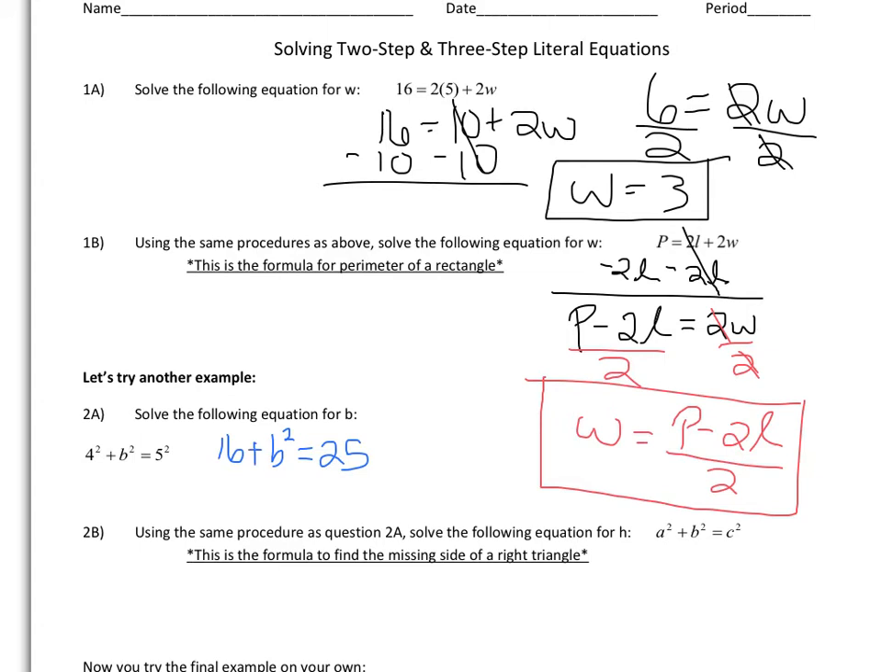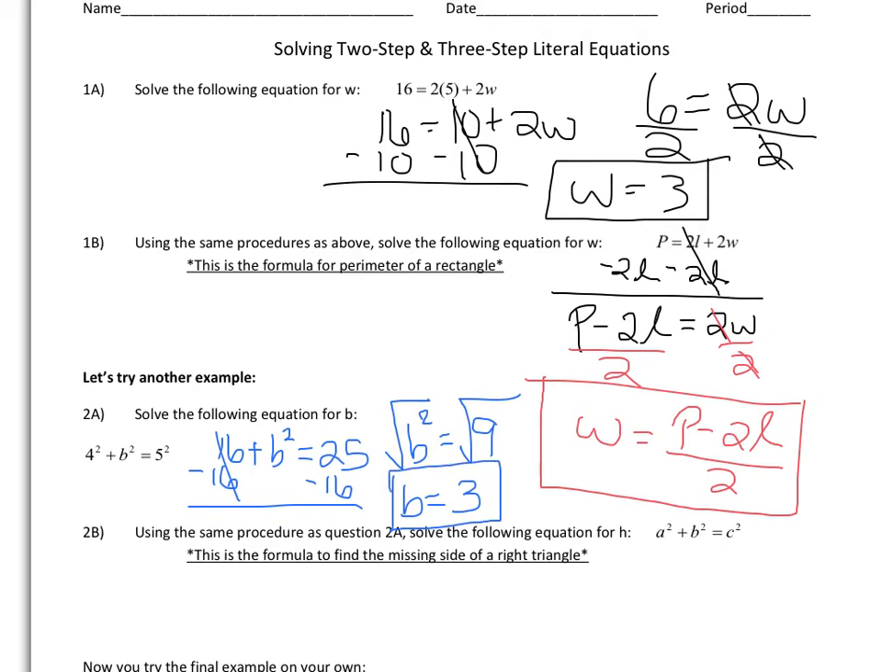Well, to solve for b, what I'm going to do is subtract the 16. 25 minus 16 is equal to 9. Finally, to solve for b, I'm going to take the square root of both sides, just like we were doing with the area of squares before. We end up getting b is equal to 3. Now we'll work more with that in the future.